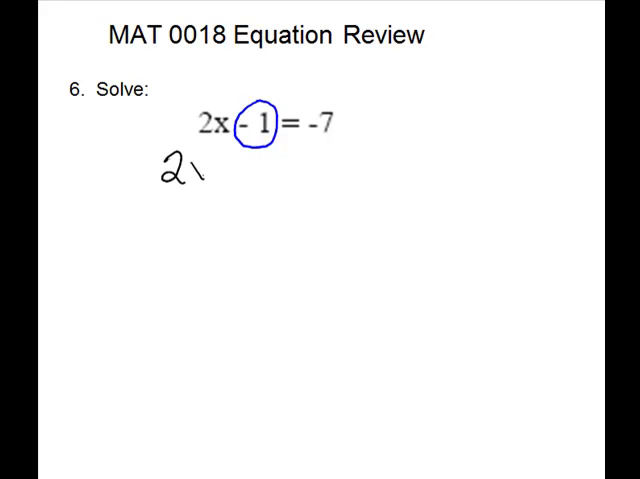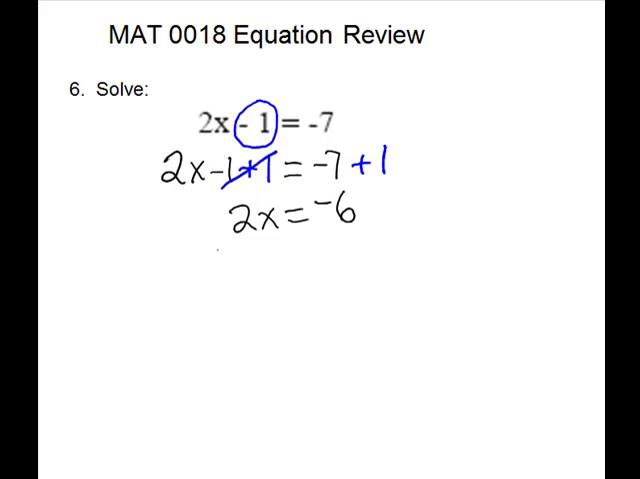So I'm going to bring down what I have, and I'm going to add the 1 to make it cancel. Do the same on the other side. Bring what we have, and we're going to add the 1 to make it cancel. Clean up. So I have 2x on the left equals different signs. Subtract, sign of the larger on the right.